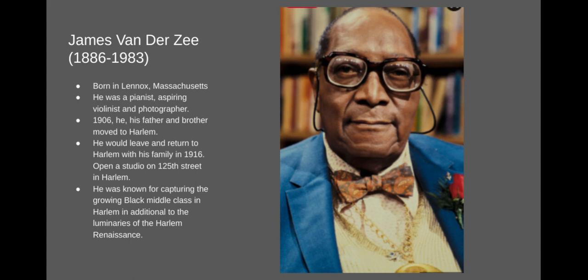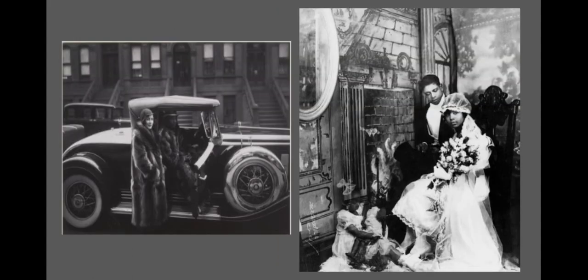He would open a studio on 125th Street in Harlem. The studio would be inside his sister's, Jenny Louise Van Der Zee, also known as Madame Toussaint, and she owned the Toussaint School of Music and Art. He is best known for capturing the Black middle class, and I would even say upper class, in Harlem, in addition to the luminaries of the Harlem Renaissance.